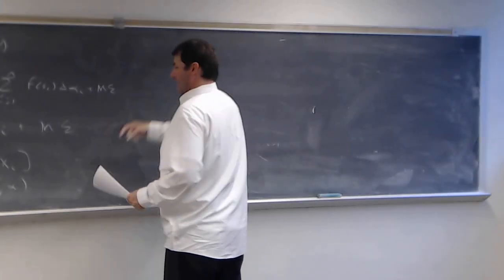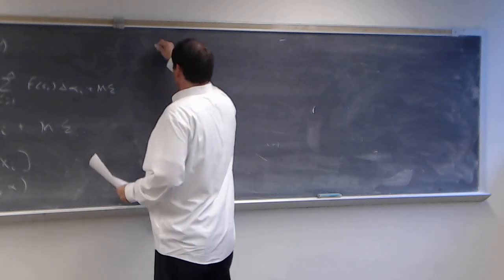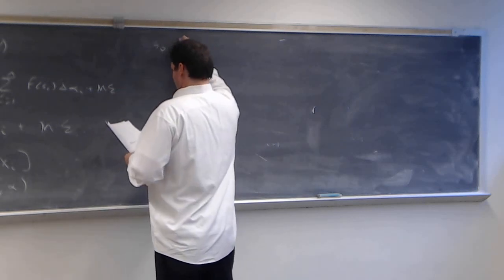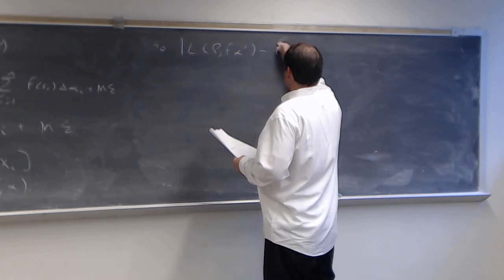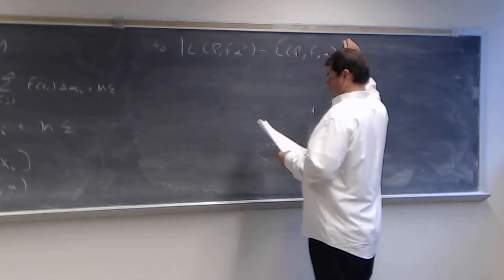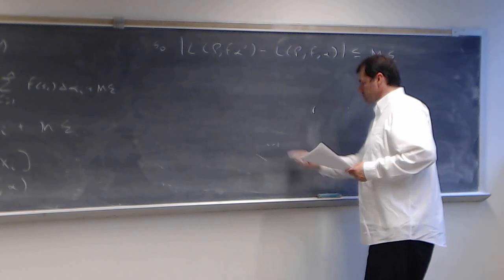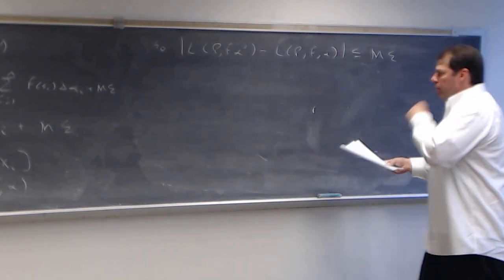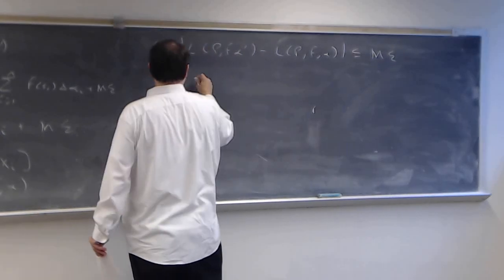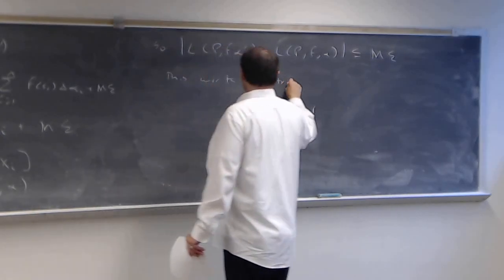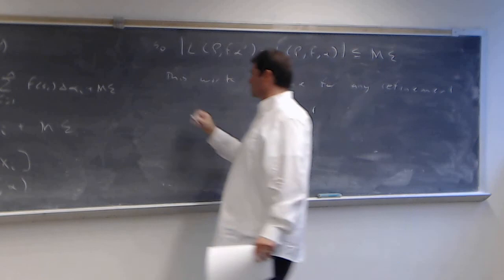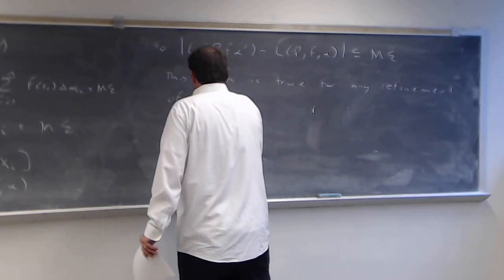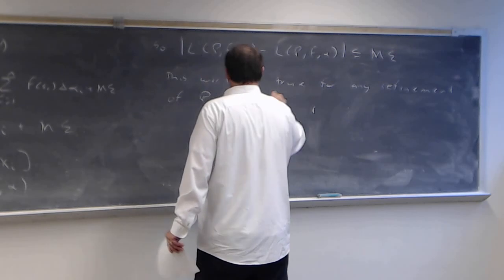Okay. The above work, and so those two statements that we had that are similar, they combine to give us that the absolute value of the difference between the lower sums is less than M times epsilon. Now, this work is true for any refinement, partition P, say P subscript.